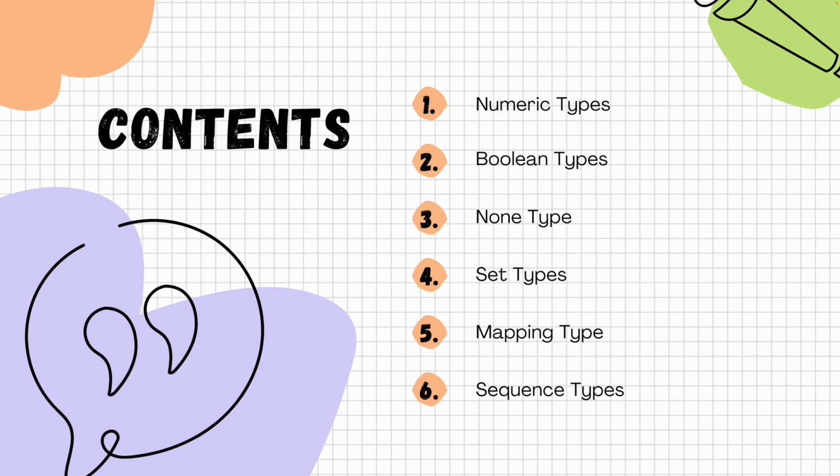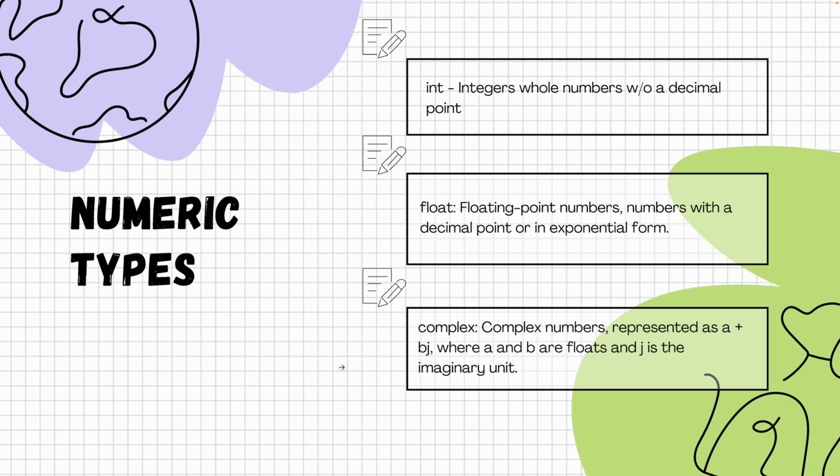We are also gonna go deeper into sequence, mapping and set in a few other videos, but for today we will just give an overview of how these types are supported and how we can declare and define them in Python. Let's start with numeric types.